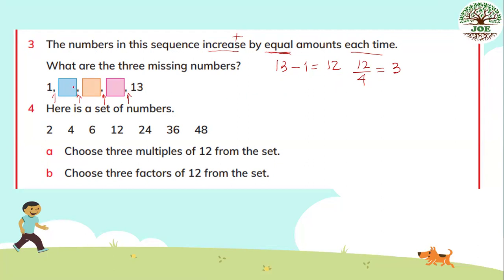1 plus 3 is 4. 4 plus 3 is 7. 7 plus 3 is 10. 10 plus 3 is 13. So our sequence is correct.